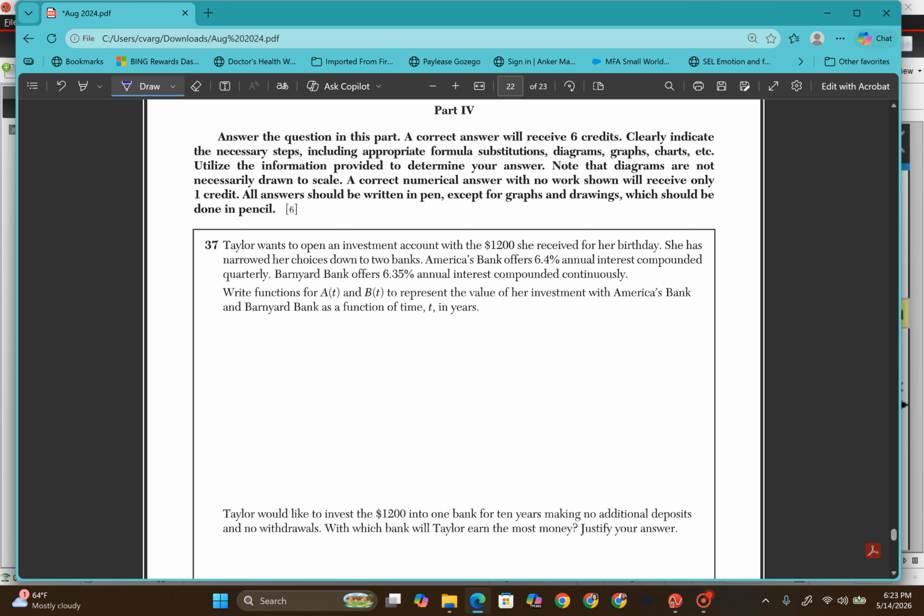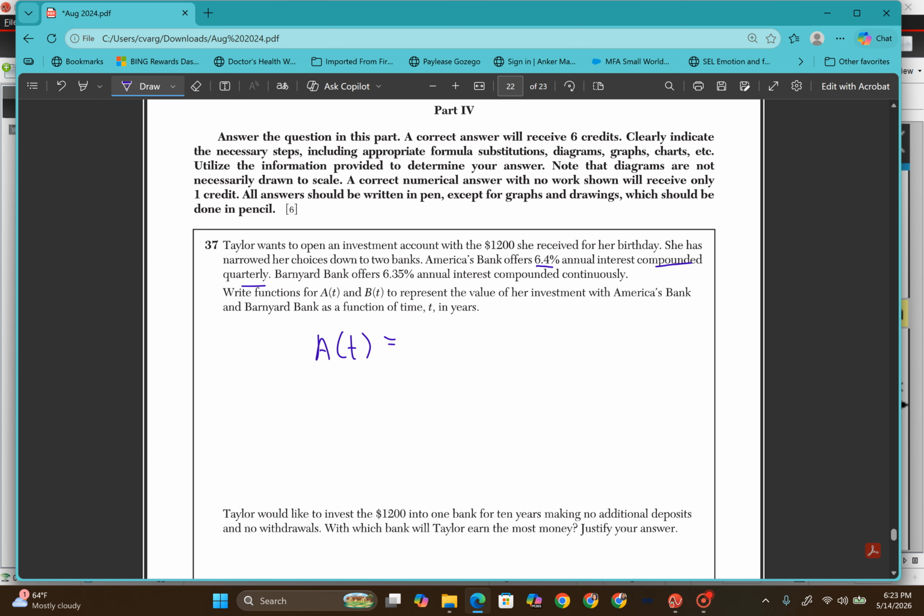So offers, there's two choices, right? One of them is America, so AFT. So let's talk about America. America's bank offers 6% compounded quarterly. Okay, compounded quarterly. So what do we know about that, right?